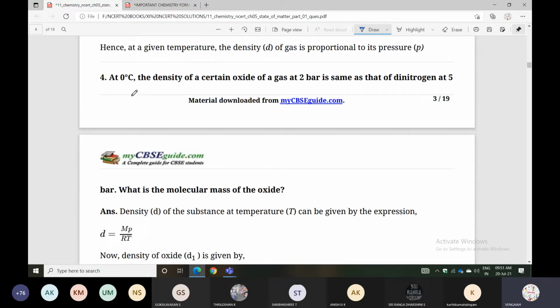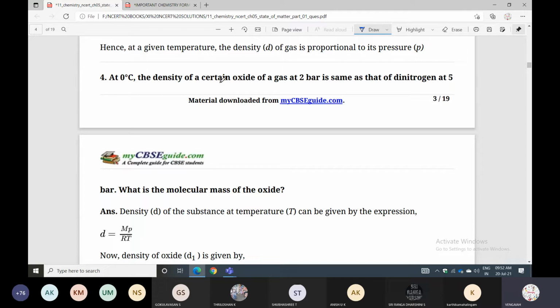At 0 degree centigrade, the density of a certain oxide of a gas at 2 bar is the same as that of dinitrogen at 5 bar. What is the molar mass of the oxide?